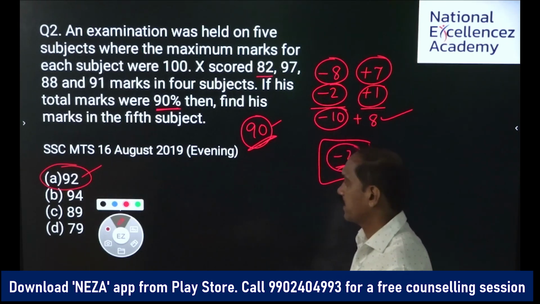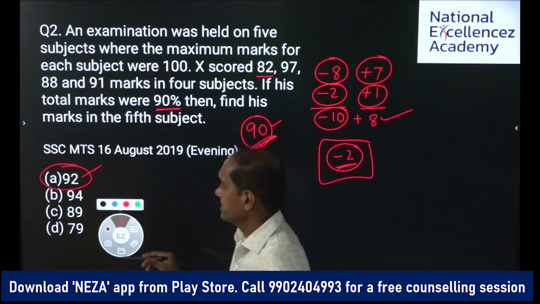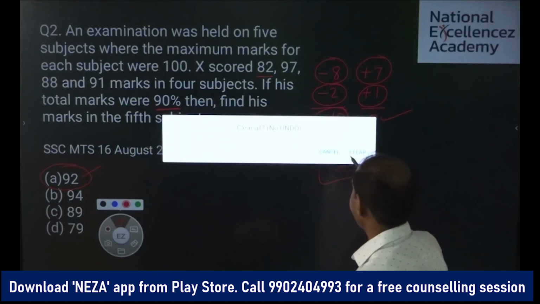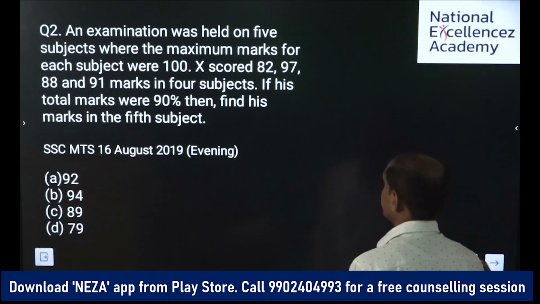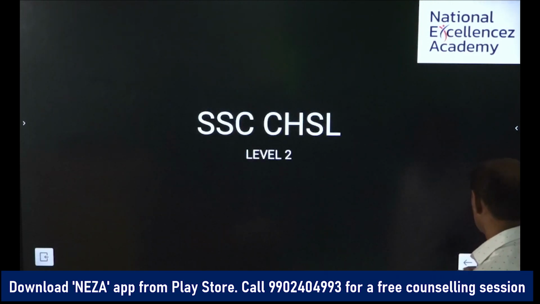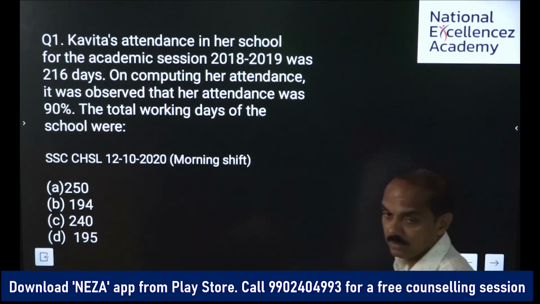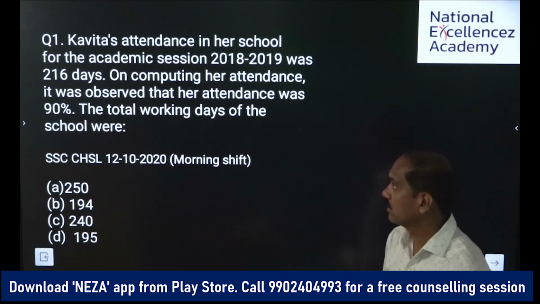Subject. Right? The final answer is the first option, 92. Moving on to the next problem. Level 2. Now we are entering level 2 PSCA, which are a bit tougher than level 1.